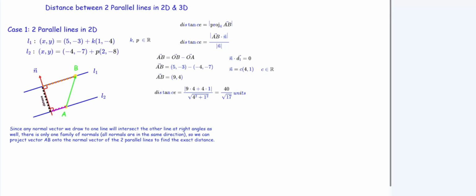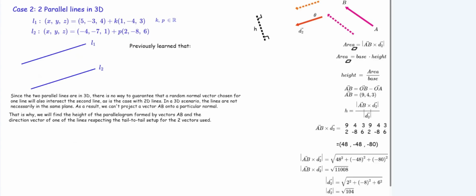If we are to go to two parallel lines in 3D, as we will see in this page, the scenario is entirely different. So now we have 3D lines, which means we have an x, y, and a z component, and our two lines are still parallel. But with two parallel lines in 3D, there is no way to guarantee that a random normal vector chosen for one line will also intersect the second line as well. As in the case of 2D lines, we saw that before, the normal for one intersected the other at right angles as well.